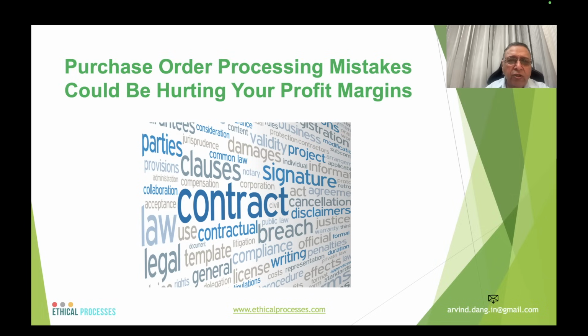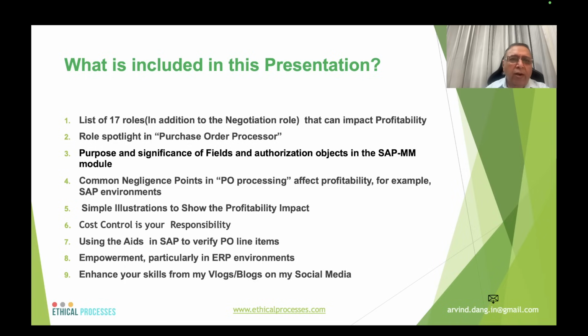So this is an image showing what all goes into the purchase order or a contract. What I plan to include in this presentation are: 1. List of 17 roles in addition to the negotiation role that can impact profitability. 2. Role spotlight on the purchase order processor role. 3. Purpose and significance of the fields and authorization objects in the SAP-MM module. 4th, common negligence points in purchase order processing affecting profitability, for example, in the SAP environments.